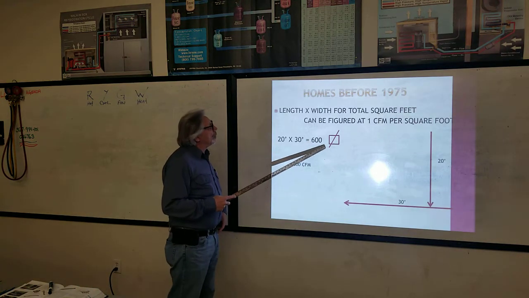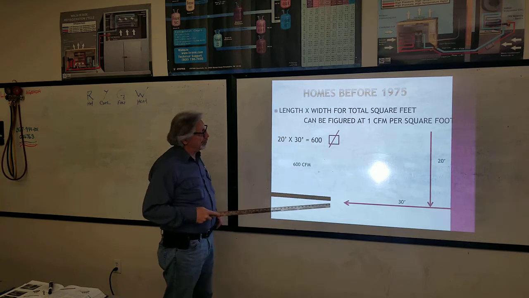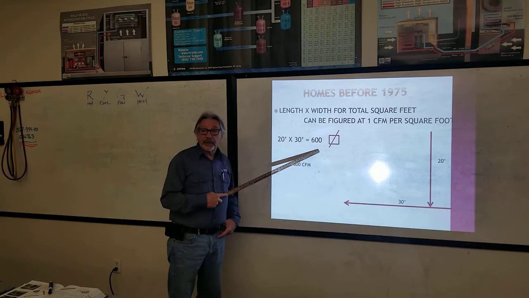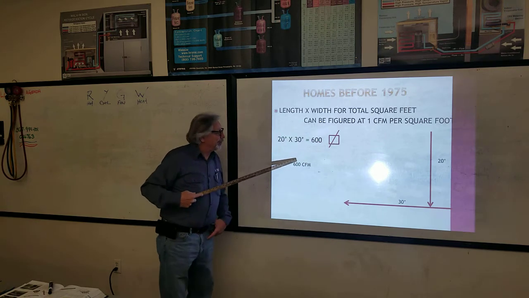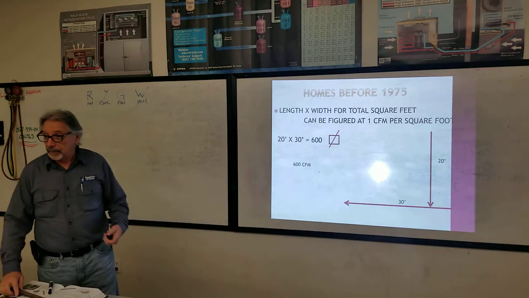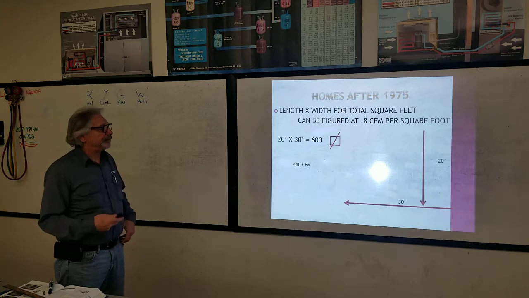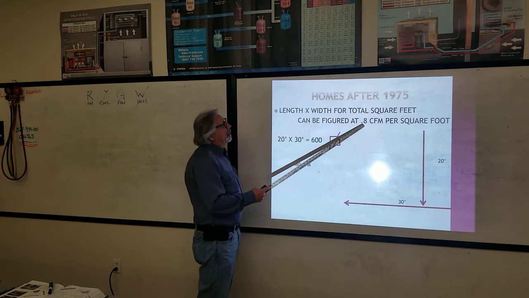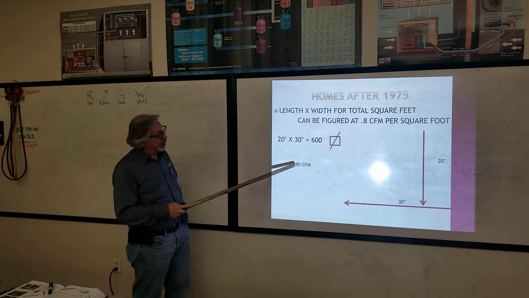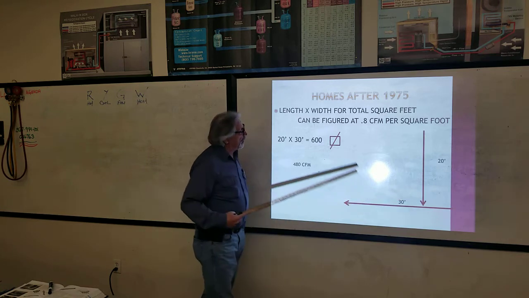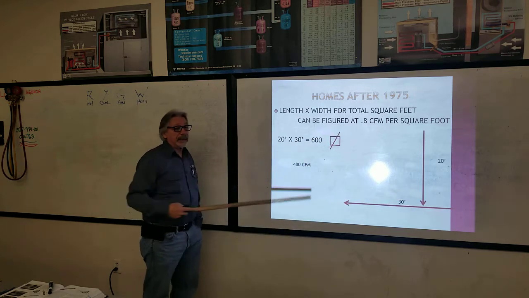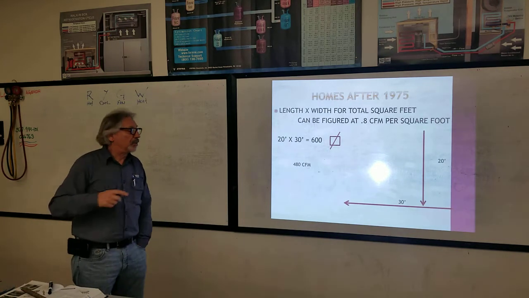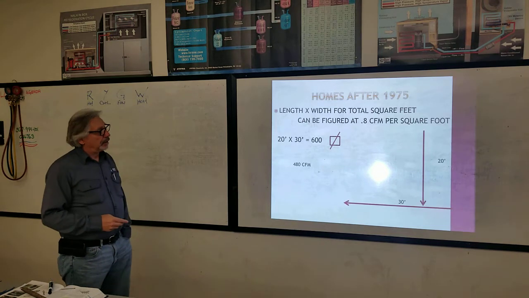So, if you figured the square footage per CFM, 20 by 30, in this example, will be 600 square feet. Length by width. That can be figured at 1 CFM per square foot. Now, homes that are built after 1975 can be figured at 0.8 CFM. So our little example here is 30 by 20, is 600 square feet times 0.8, 480 CFM. We've all worked these formulas out, right? Simple. Okay.